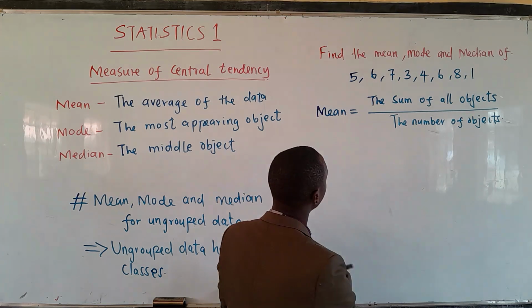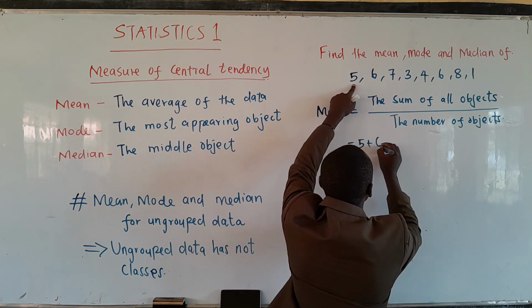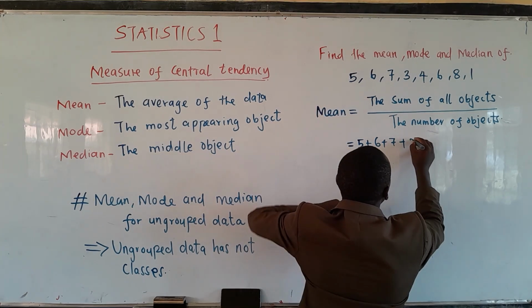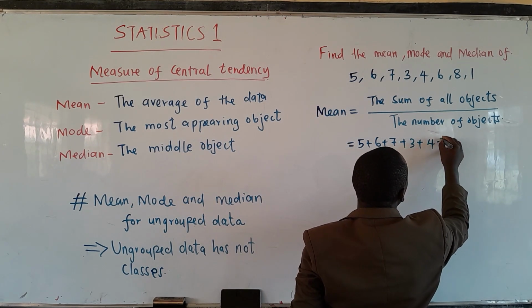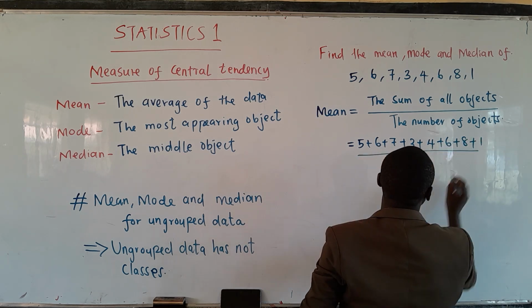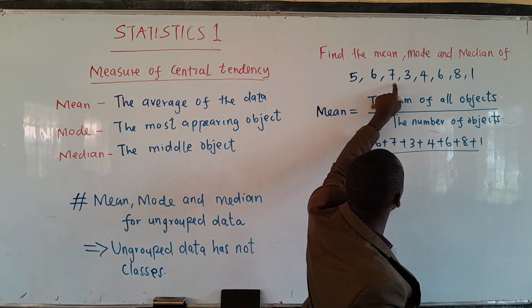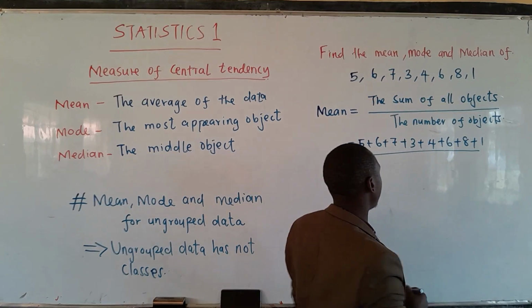Therefore, if we want to find the mean in this example, then we are going to have 5 plus 6 plus 7 plus 3 plus 4 plus 6 plus 8 plus 1, and we divide it by how many times they appear, and that is going to be 1, 2, 3, 4, 5, 6, 7, 8 times.